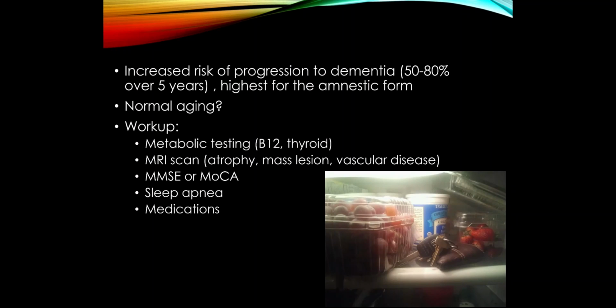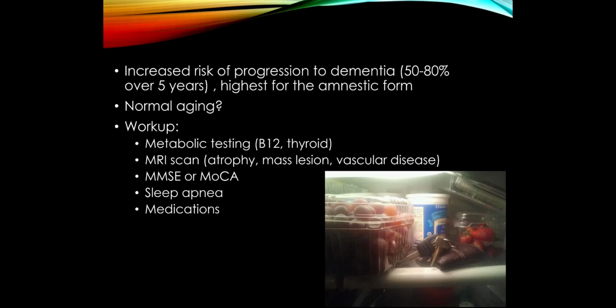All right, so in terms of workup, we always want to do metabolic testing. We love to diagnose B12 deficiency or hypothyroidism, which can often have a cognitive component, so that would be quite reversible. Most neurologists prefer to do an MRI scan in someone that's having some memory loss to look for atrophy, and we'll see, particularly if you see atrophy of the hippocampus on an MRI scan, that individual does have Alzheimer's, even at an early stage.